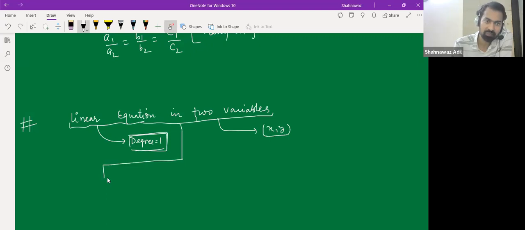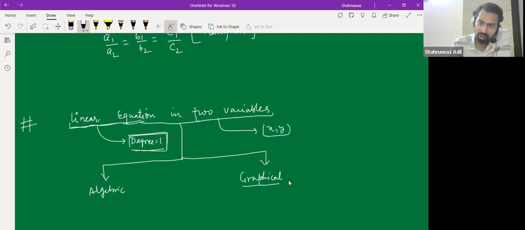So there are two ways that we can represent the linear equation. One is the algebraic one, right? And the other one is the graphical. So what would be the graphical representation of a linear equation? So that would be a straight line. So let us first talk about the algebraic equation.